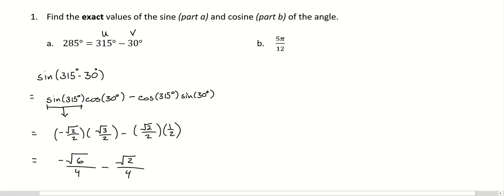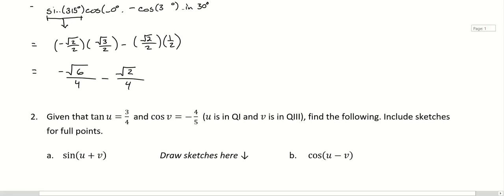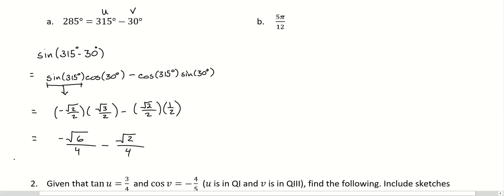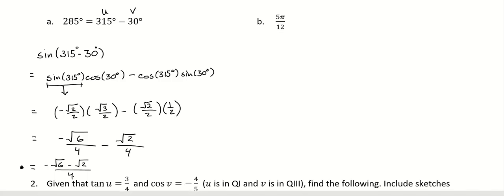And then all we're going to do is write this as a single nice answer. Negative root 6 minus root 2. We can't combine these into a single expression, all over 4. And we're done.